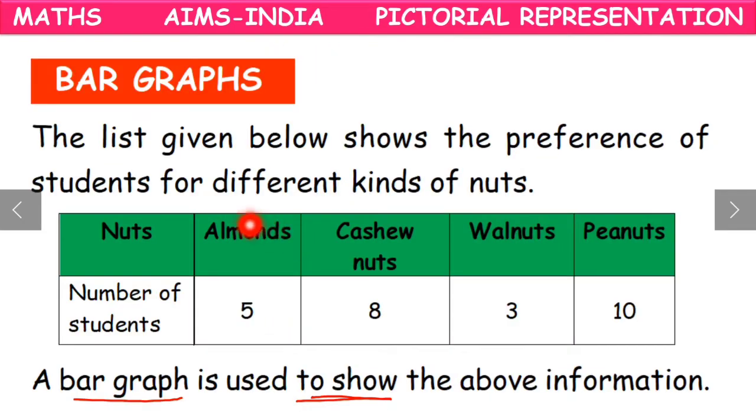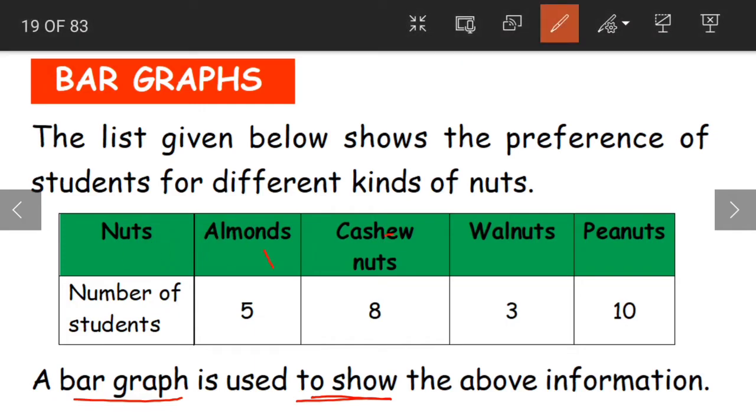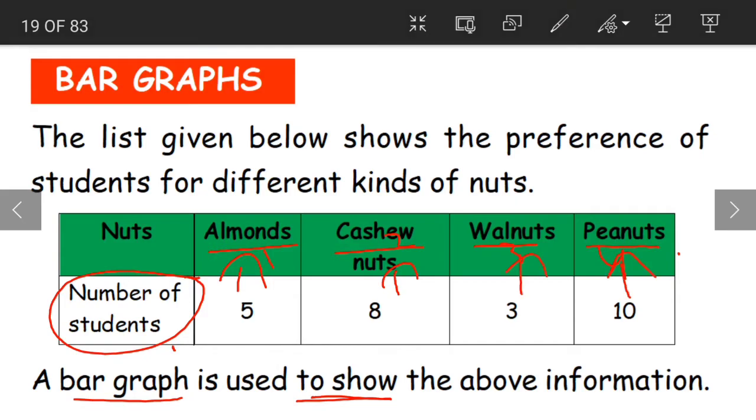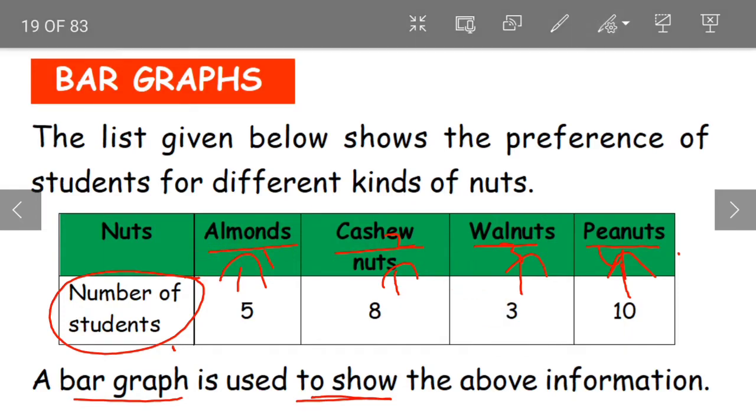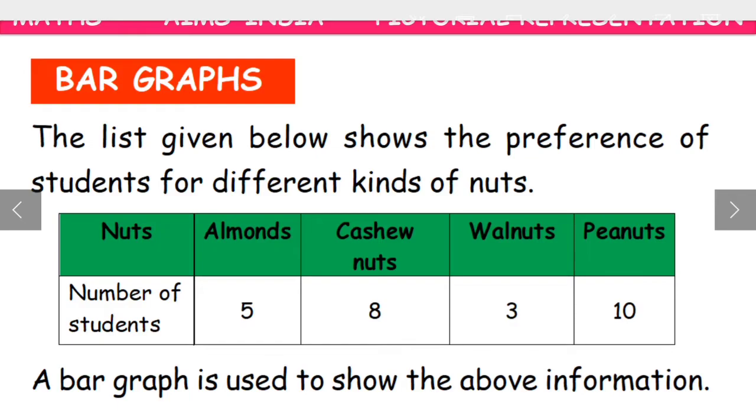Now let us look at the question, children. The list given below shows the preference of students for different kinds of nuts. Like see, we are having 1, 2, 3, 4 kinds of nuts, that are almonds, cashew nuts, walnuts and peanuts. And what are the number of students who like them? 5 students like almonds, 8 like cashew nuts, 3 like walnuts and 10 like peanuts. So this information we are going to represent using a bar graph.